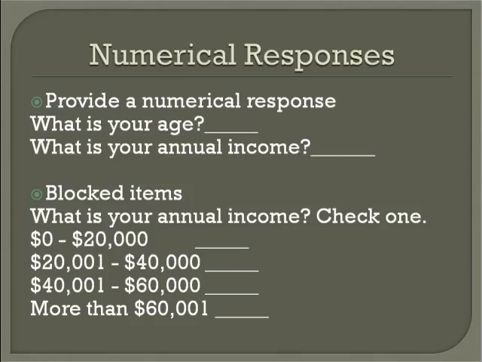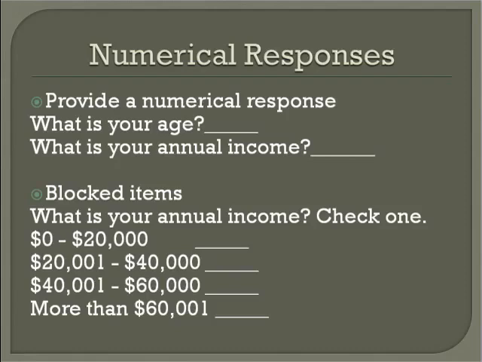Sometimes we'll take these items and we'll do what we'll call blocking. Income is a little bit of a sensitive item for many people, actually age could be a little sensitive too, they might not be ready to just report what their income is. So sometimes it's good to block items. So here in the second item, what is your annual income, check 1. I've got 0 to 20,000, 20,001 to 40,000, 40,001 to 60,000, and then more than 60,000. Notice I put the 01 in there to make sure that there's not an overlap here.